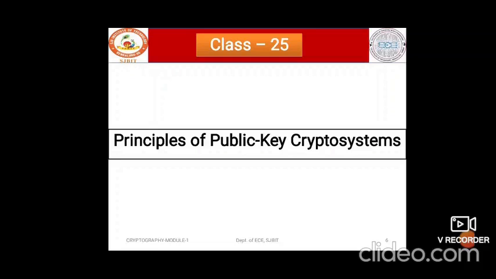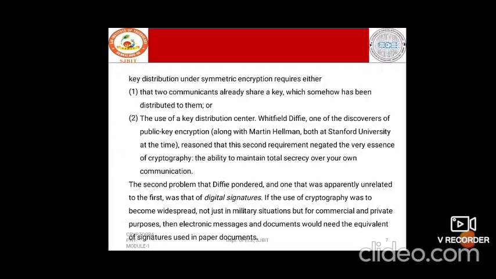So today we'll discuss a few concepts about public key crypto systems. The development of public key cryptography is the greatest and perhaps the only true revolution in the entire history of cryptography. From its earliest beginnings to modern times, virtually all cryptographic systems have been based on the elementary tools of substitution and permutation.